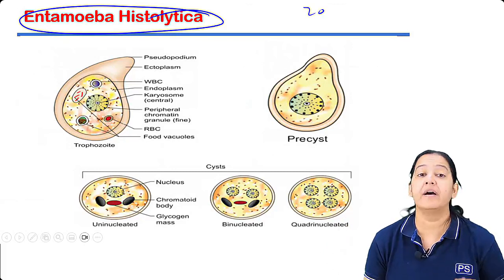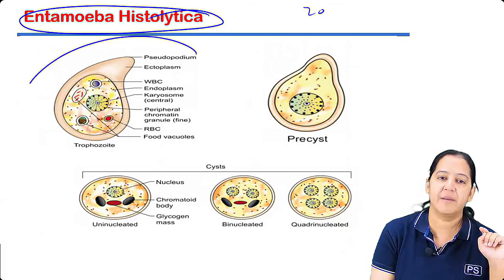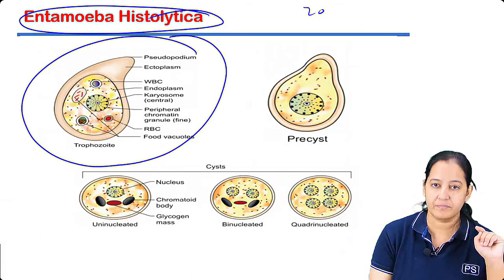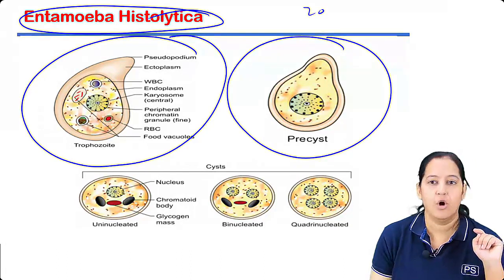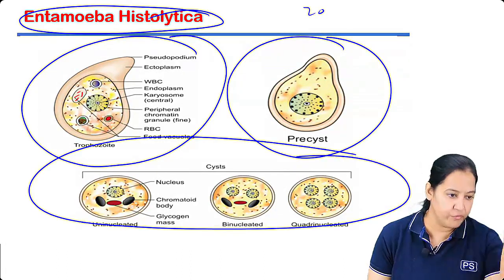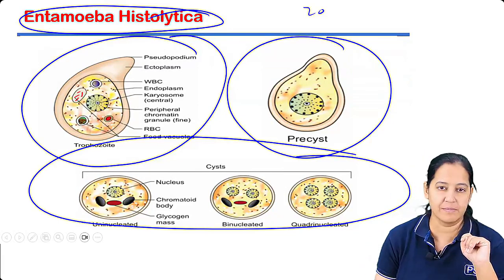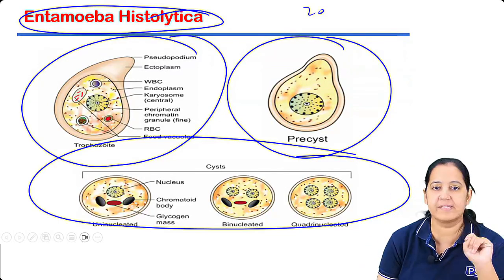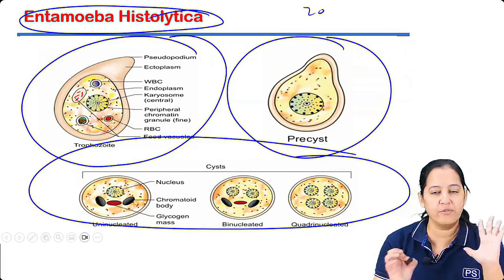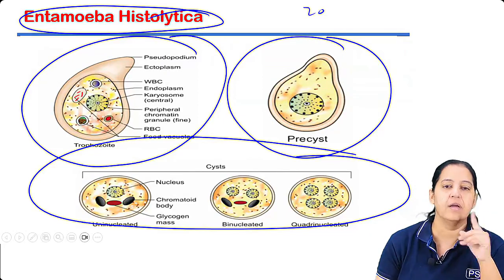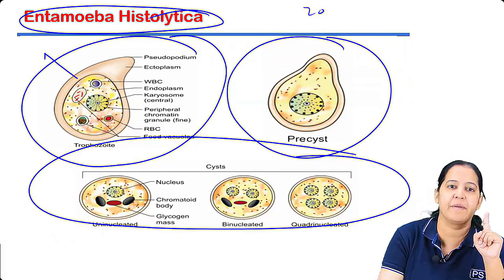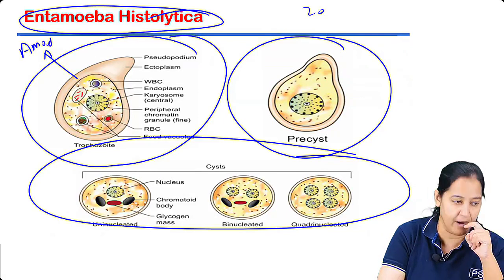Entamoeba histolytica. There are three morphological forms. They remain either as trophozoite or as precyst or as cyst. Trophozoite, precyst, cyst. I may have given three columns in your chart: trophozoite, precyst, and cyst. You have to draw, you have to see the important things in the diagram. So what is the shape of the trophozoite? Say amoeba shape.